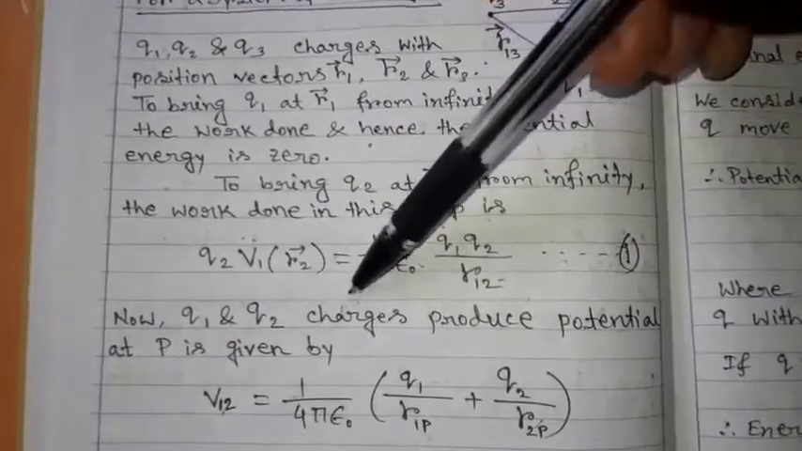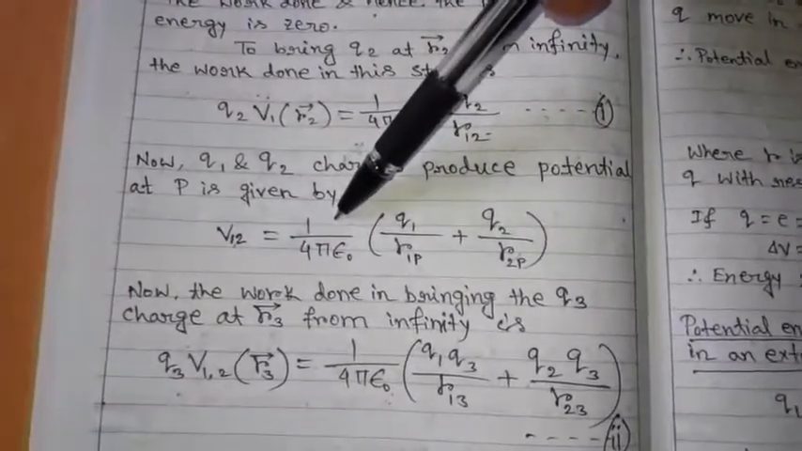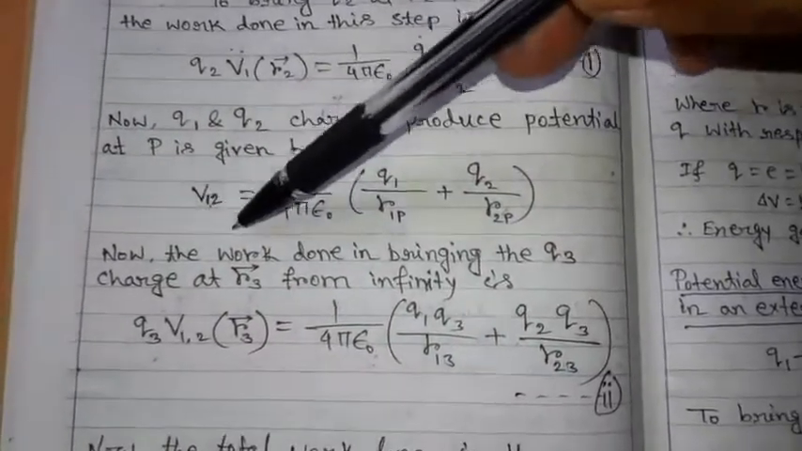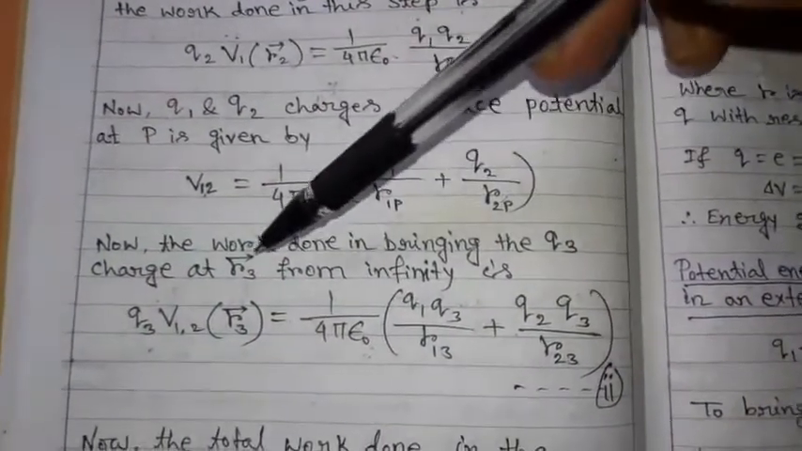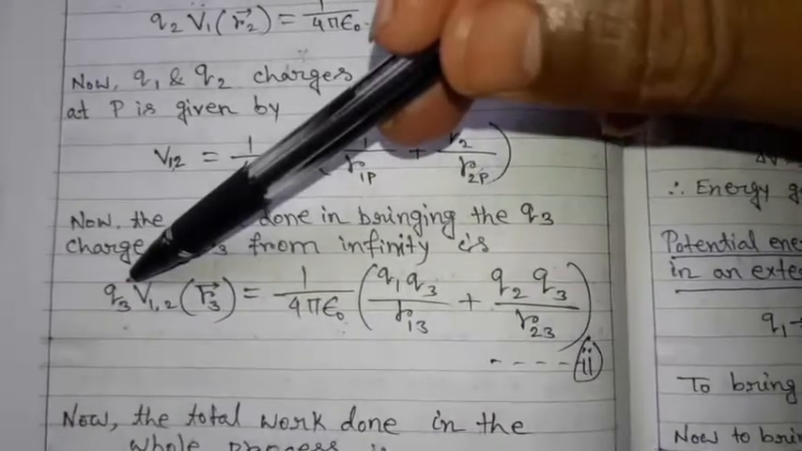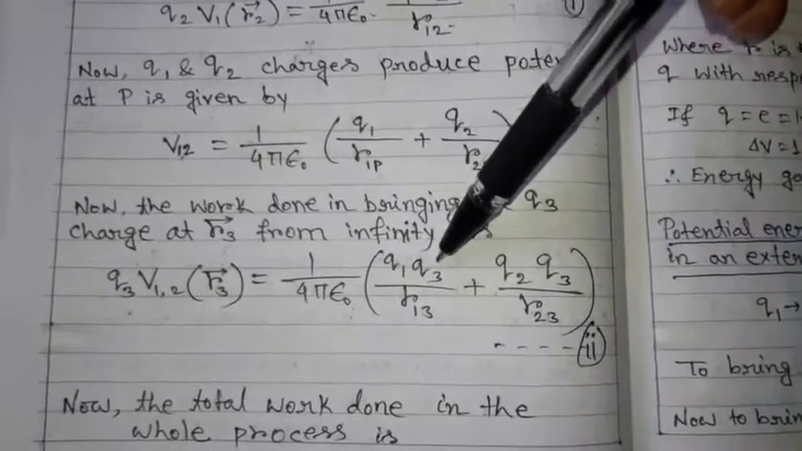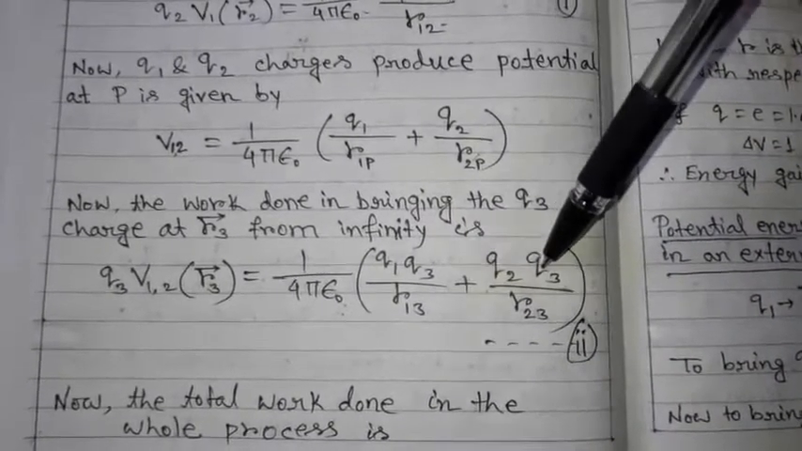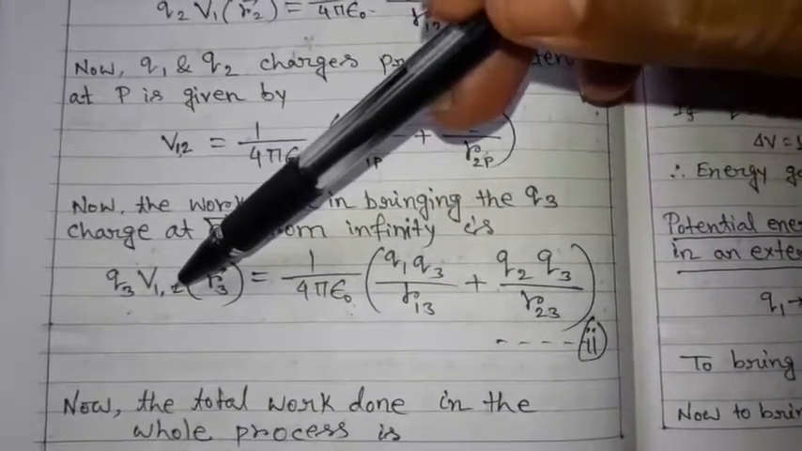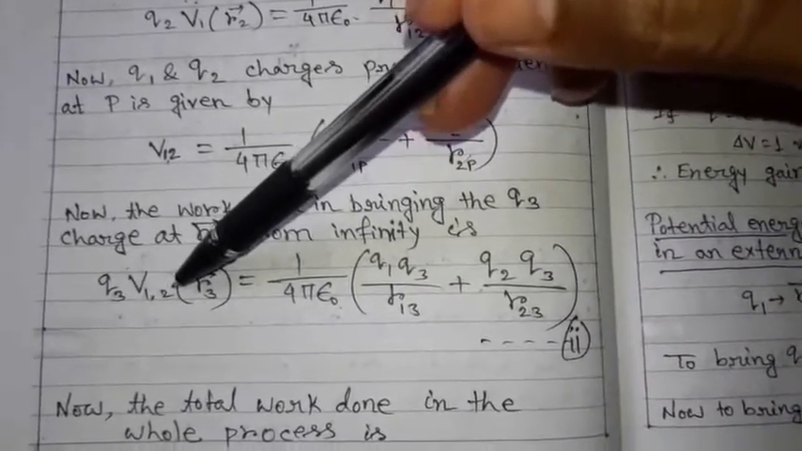Now q1 and q2 charges produce a potential at P given by V12 equal to 1 by 4 pi epsilon 0 into q1 by r1p plus q2 by r2p. Now the work done in bringing the q3 charge to position vector r3 from infinity is q3 V12 function of r3 equal to 1 by 4 pi epsilon 0 into q1 q3 by r13 plus q2 q3 by r23. This is equation number 2. Here this potential V12 at position vector r3 is due to the charges q1 and q2.